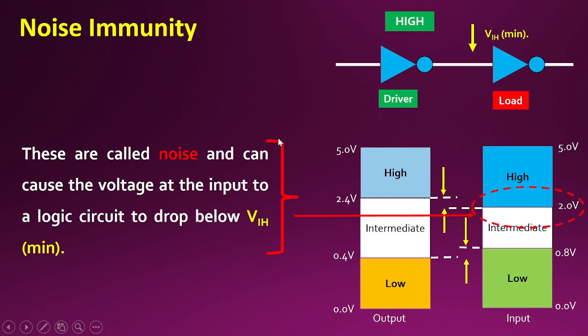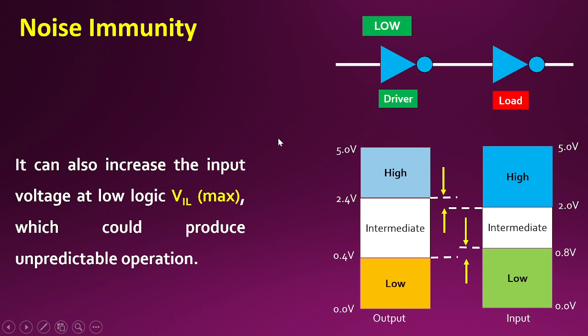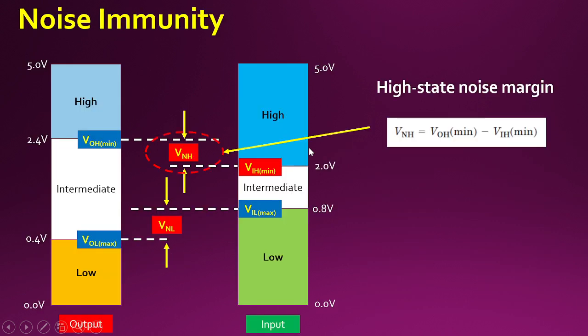Now let us have a look at the situation here. Due to the noise voltage, when the output is low, the voltage can increase from 0.8 into the invalid zone. Again, it will depend on the state of the output of the driver, whether it is low or high. So let us see how to find the noise margin.